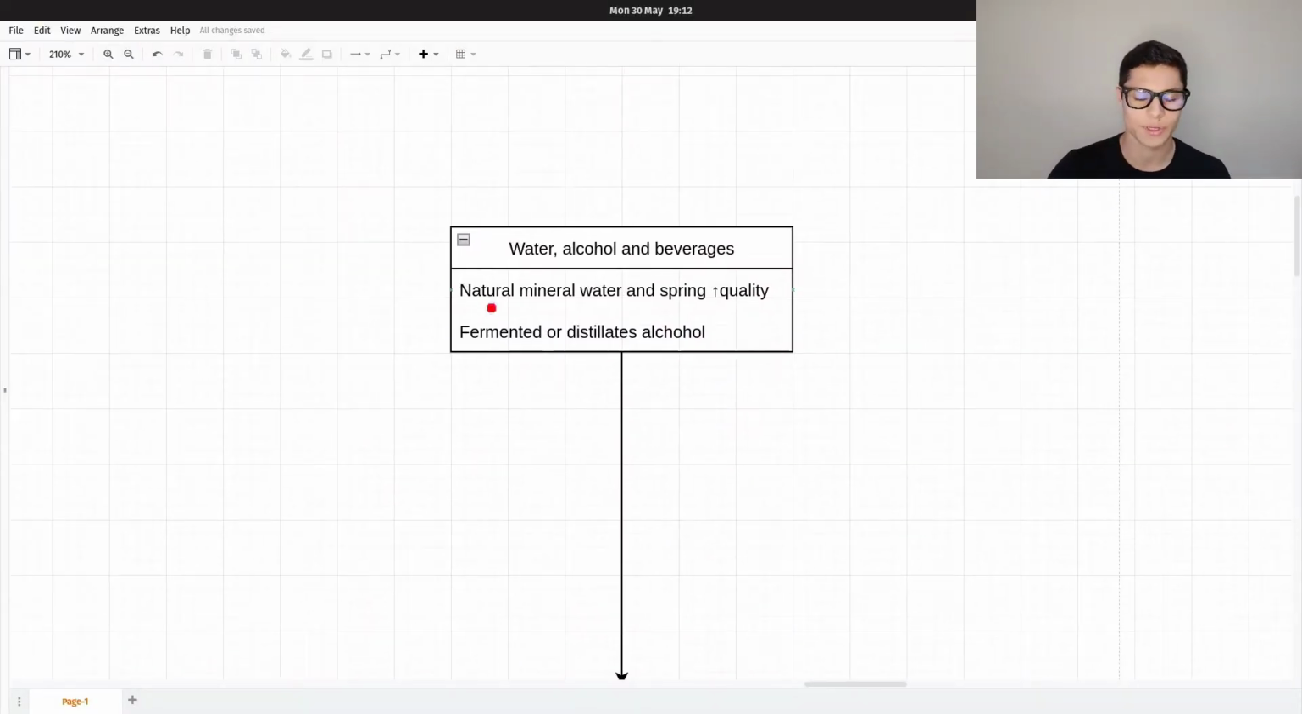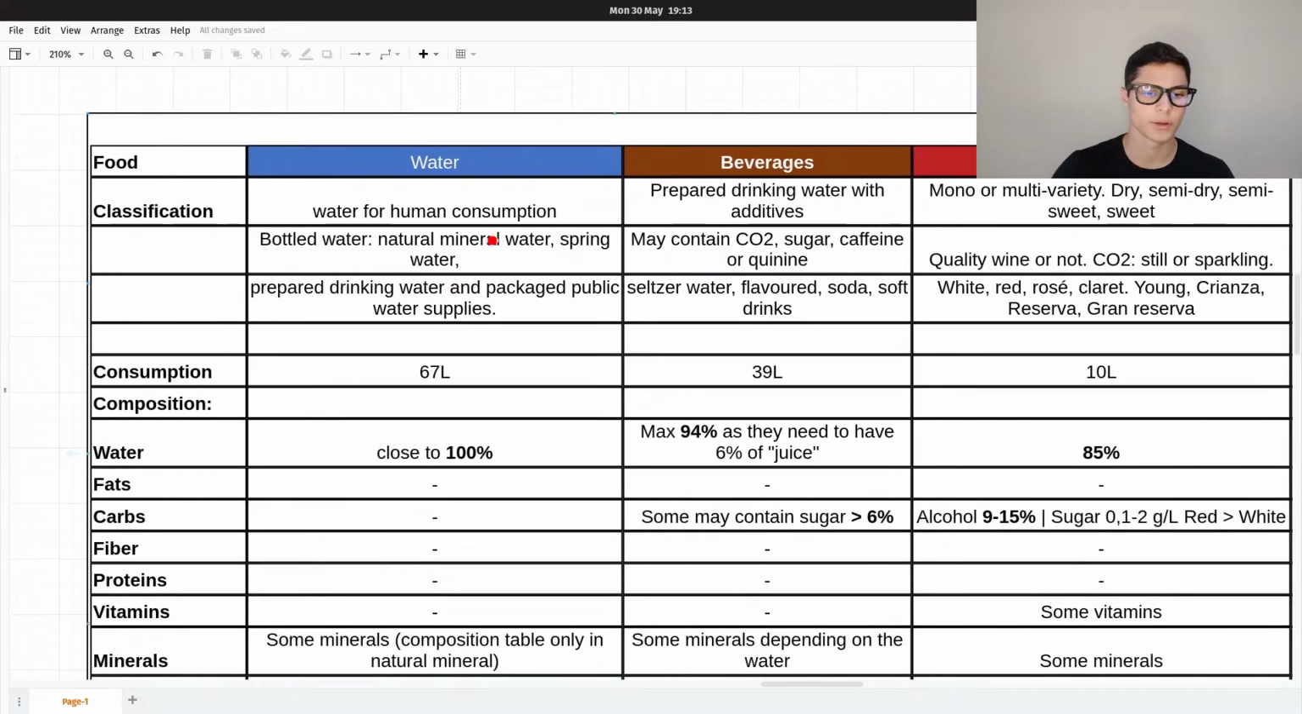I'm Tommy. Today we're going to continue the descriptive bromatology. Today we talk about water, beverages and alcoholic drinks. Let's begin. Okay, so we start here with the recap as always, and it's pretty short. We have to say that natural mineral water and spring water are the highest quality, and that alcohol can be either fermented or distilled. Let's begin with water.